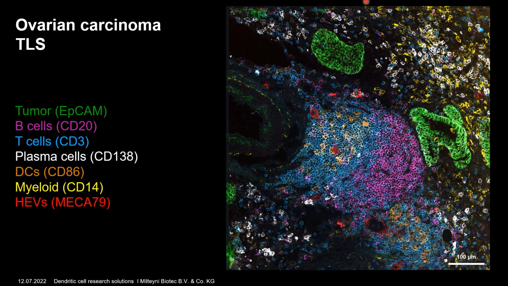In this experiment, the tumor immune microenvironment, particularly the tertiary lymphoid structure of ovarian cancer tissue, was investigated using the MACSima. Here you observe an overlay of 7 markers, characterizing the tumor cells in green and various immune cells, such as B cells in violet, T cells in blue, plasma cells stained with CD138 in white, dendritic cells stained with CD68, with CD86 in brown, and myeloid cells stained with CD14 in yellow, and endothelial cells stained with CD31. Thanks to the MACSima platform for analyzing these several markers in the tumor immune microenvironment.